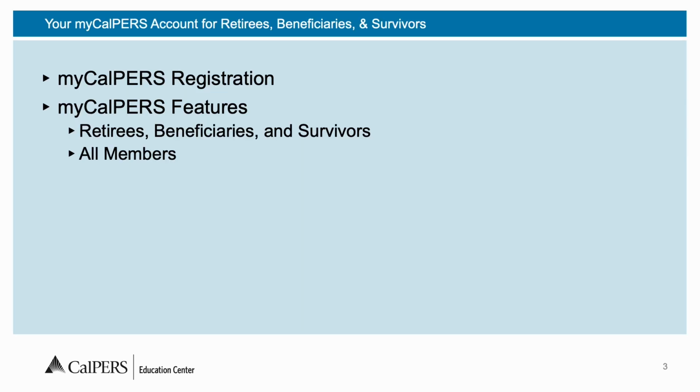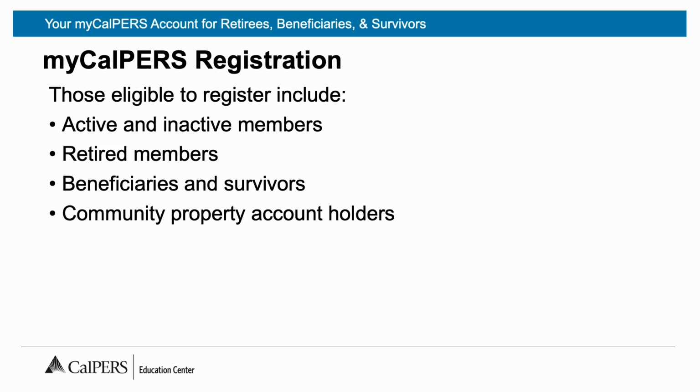Today we'll discuss registering for and the different features of myCalPERS for retirees, beneficiaries, and survivors, as well as features useful to all members. We'll begin by showing you where to register for your myCalPERS account if you haven't already done so. Those eligible to register for a myCalPERS account include active and inactive members, retired members, beneficiaries and survivors, and those who have funds on file or are receiving a monthly benefit due to a community property case.